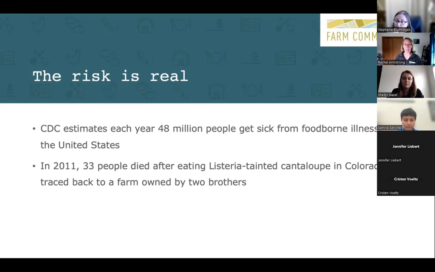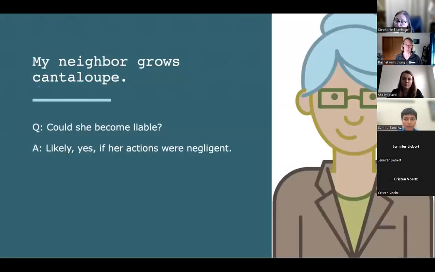So we're going to dig a little deeper into the concept of negligence and how that applies for a little bit here. So let's say, upon hearing the cantaloupe story, you look at cantaloupe a little differently now. Maybe you don't grow it, but your neighbor does. And your neighbor is wondering, oh man, could this happen to me? Could I end up liable if somebody gets sick from my cantaloupe? As you know now, as I already told you, the basic answer is yes, if, assuming the farmer is a woman, her actions were negligent.